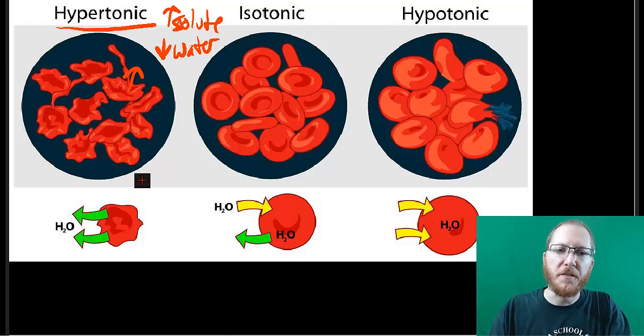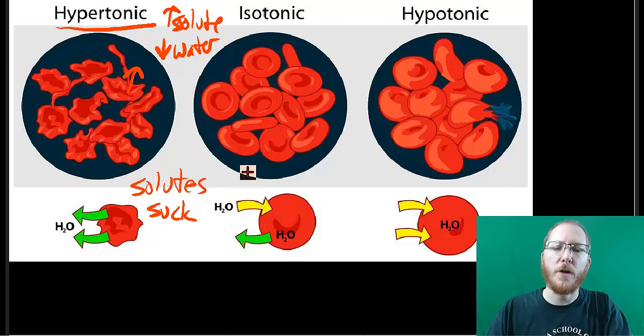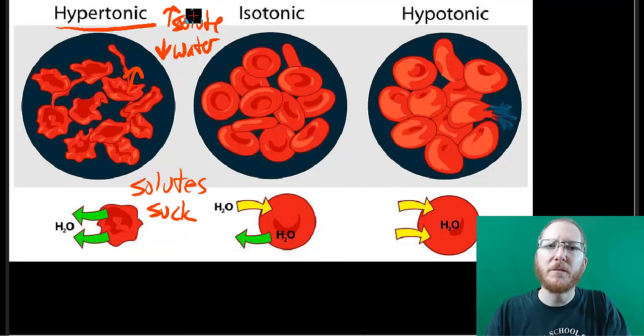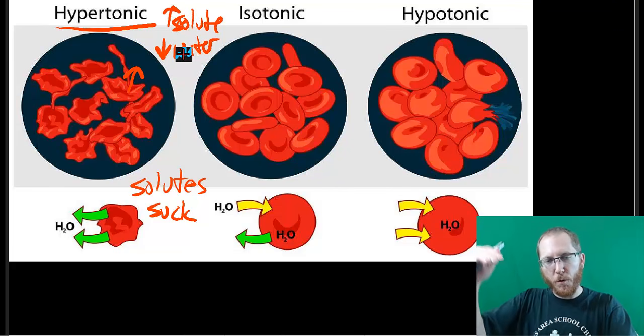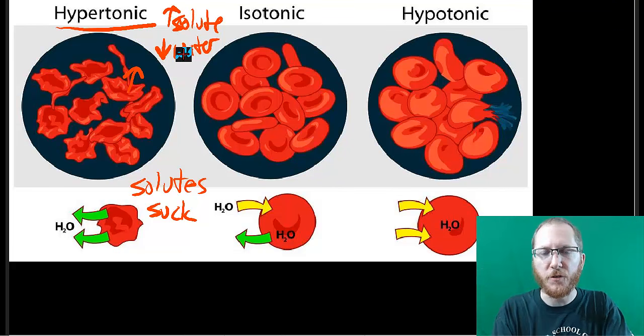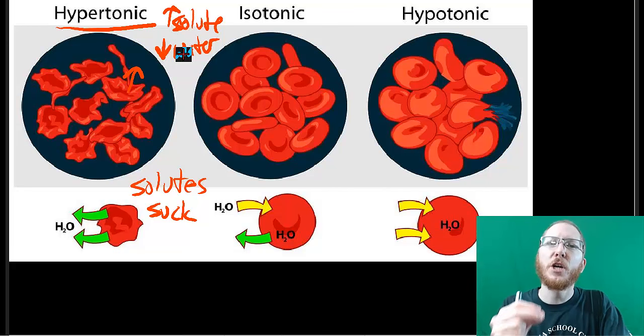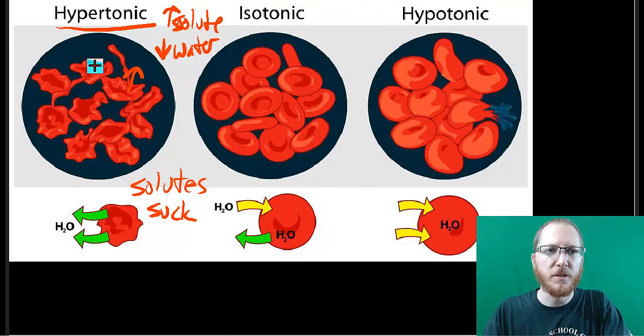The other way you can think of this is the phrase "solutes suck." What it's trying to get across is that whoever has more solute has less water. And because diffusion of water is down the gradient, in other words, from where there's more water to where there's less, the water is always going to go towards the guy with more solute. It's always going to go towards the hypertonic guy. And so in this case, the solution that the cells are in is hypertonic.